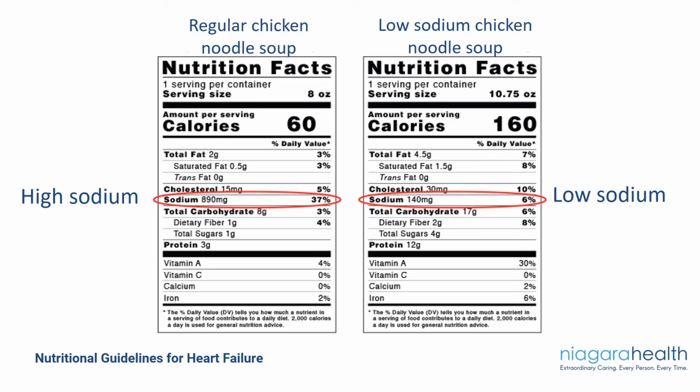Here is an example of the nutrition facts table for 2 versions of chicken noodle soup. On the left is the original product containing 890 milligrams of sodium, which is considered very high, and a 37% daily value, which is a lot of sodium, meaning this product should be avoided. On the right is the low sodium product, containing 140 milligrams of sodium, which is considered low, and 6% daily value, meaning this product would be a better choice to have.